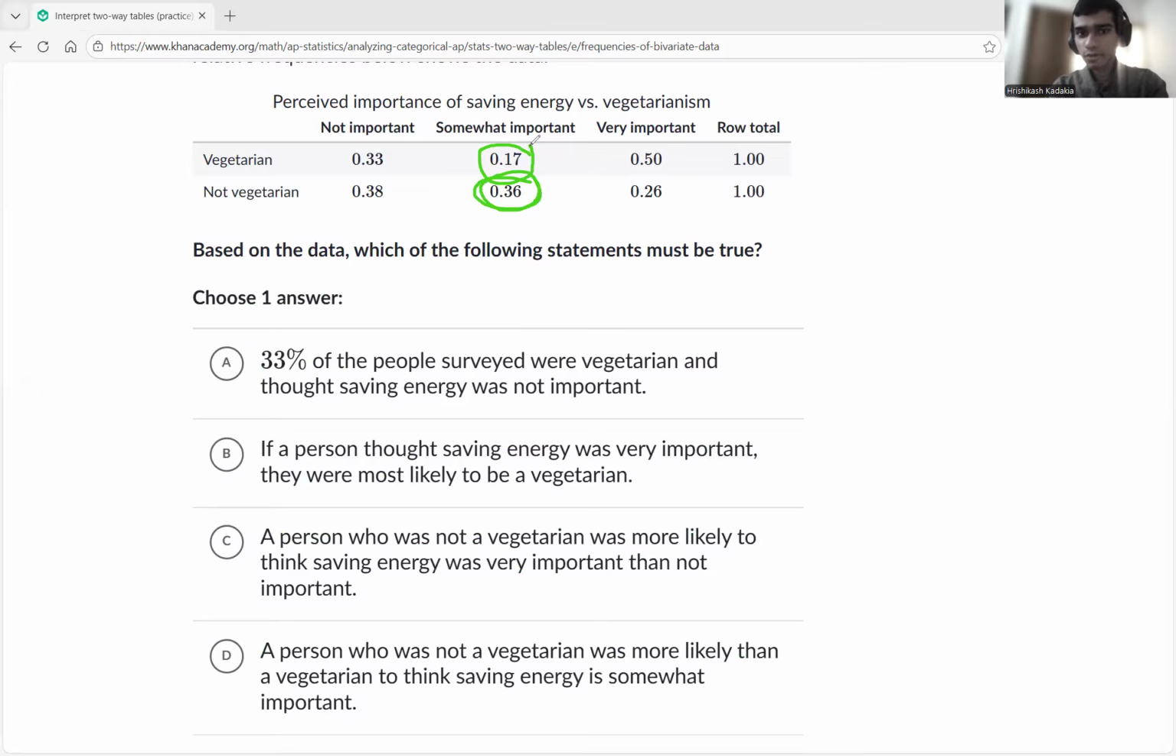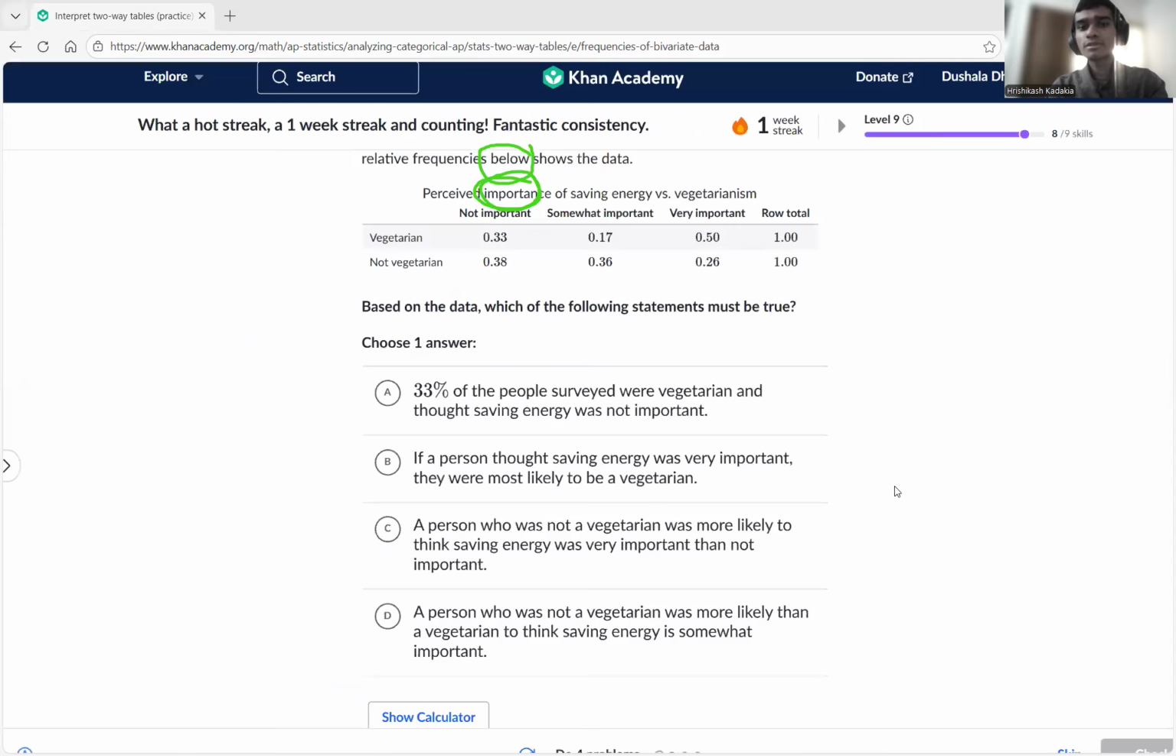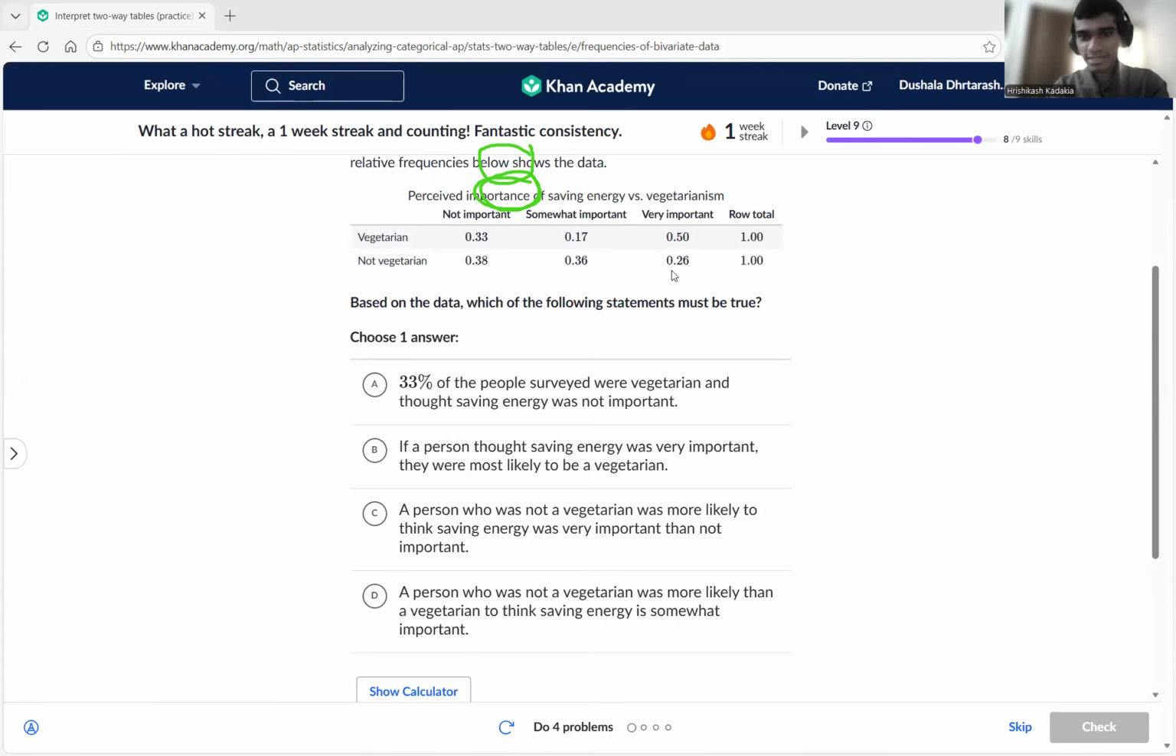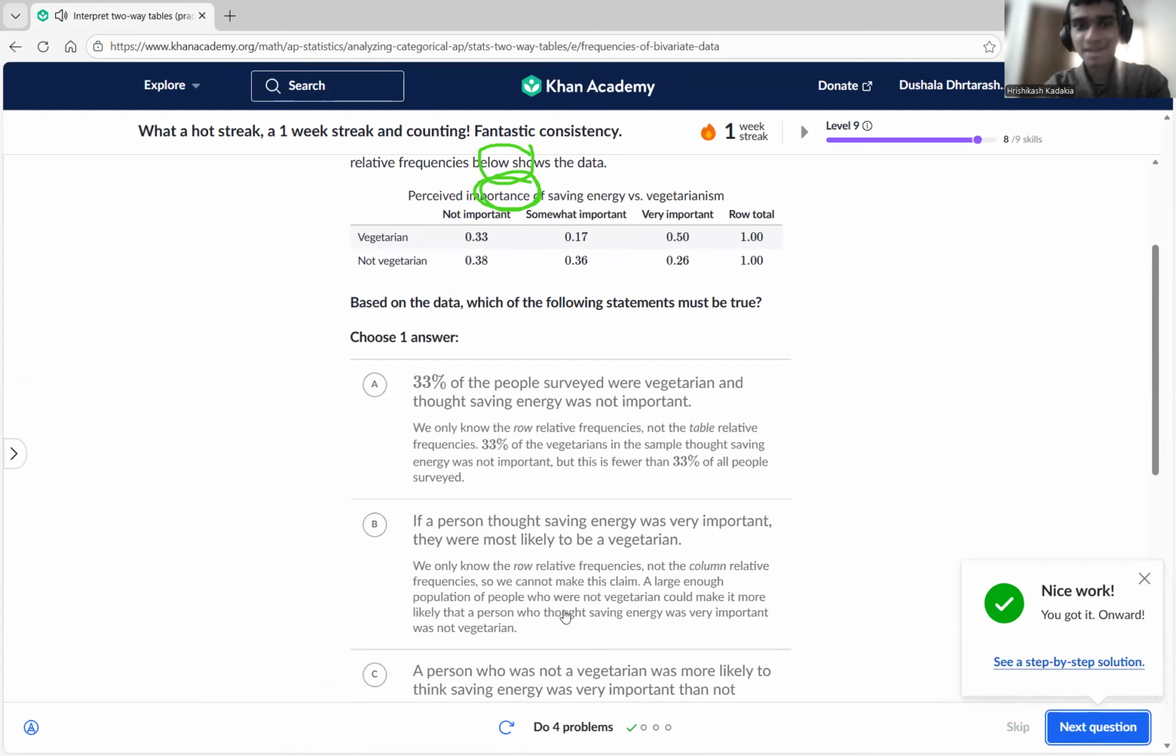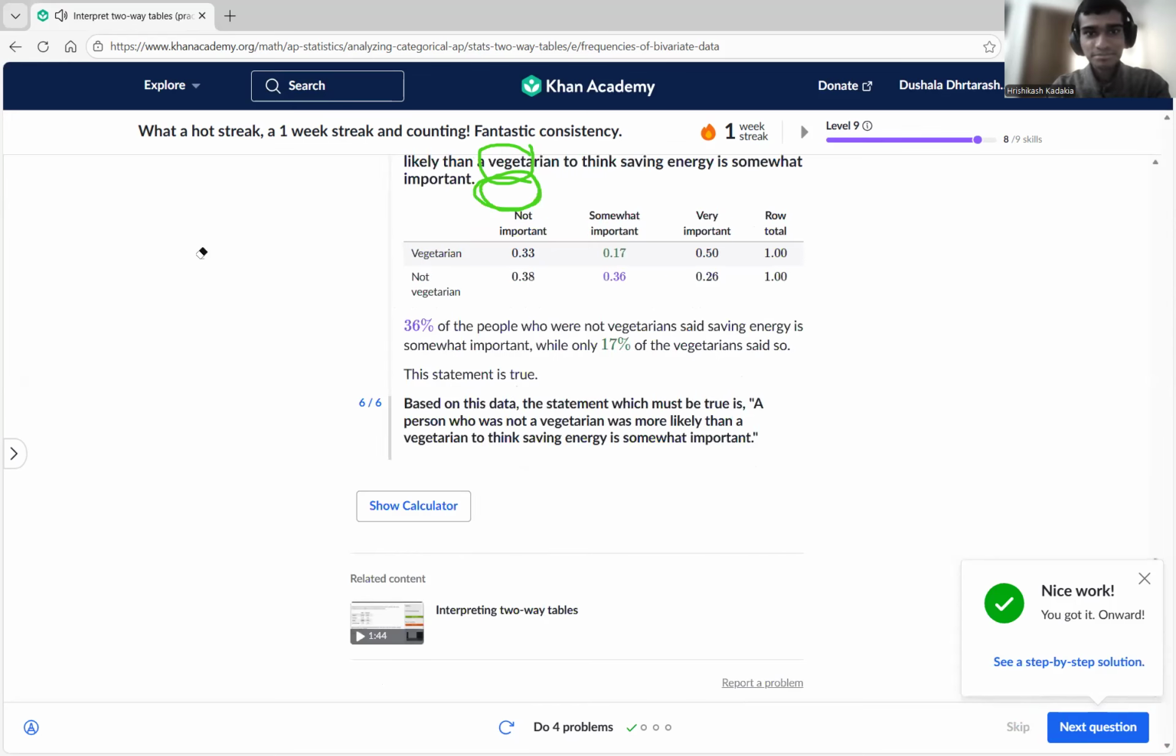17% of vegetarians think it's somewhat important. 36% of non-vegetarians think somewhat important. So yeah, the person who was not vegetarian was more likely than a vegetarian to think yes. They were more likely to think that it was somewhat important, but they were less likely to think it was very important, right? Because 26% is less than 50%, 30% is less than 36%. So yes, this is our best bet. There we go.